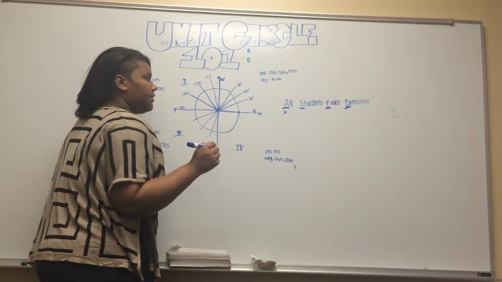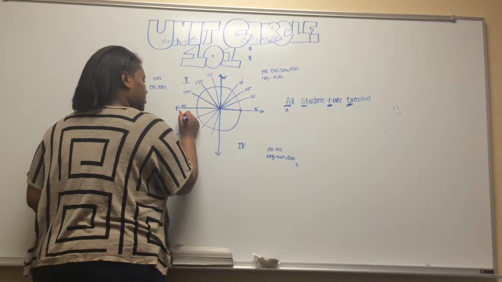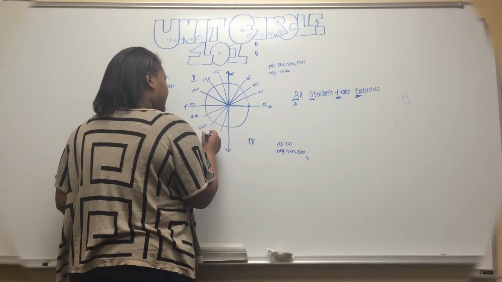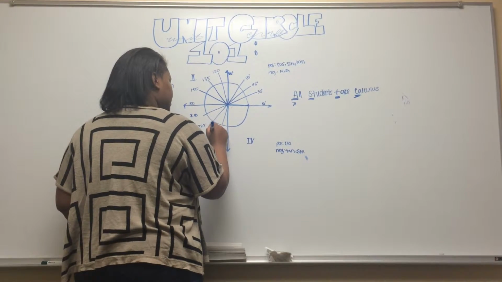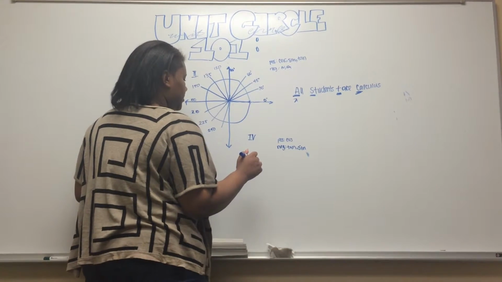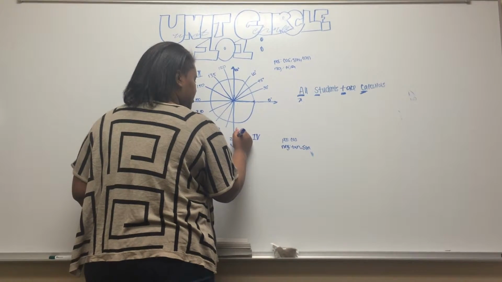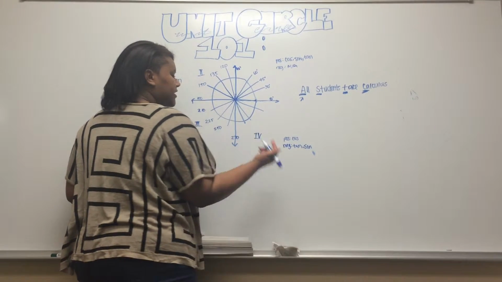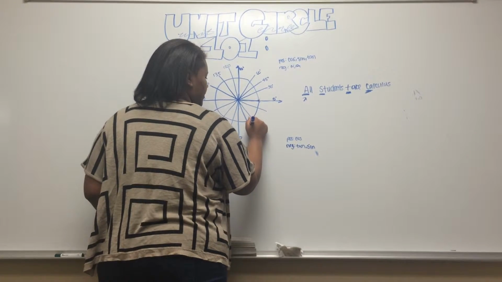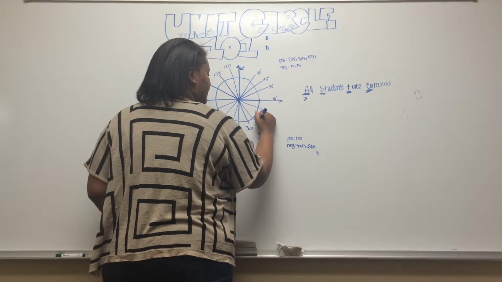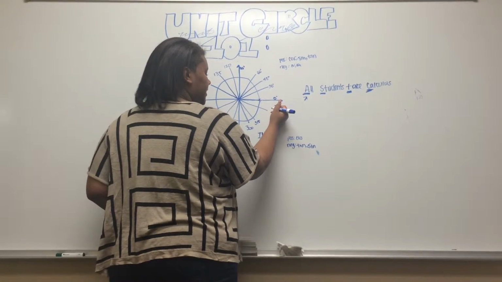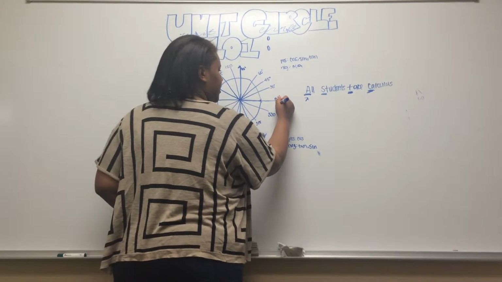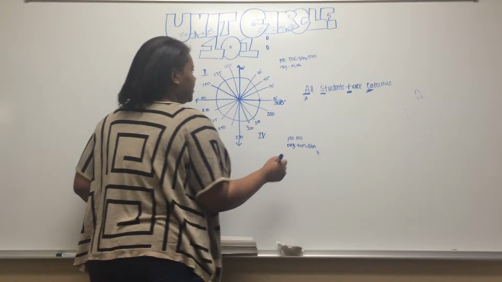So 180 plus 30 is 210. 210 plus 15 is 225. 225 plus 15 is 240. And 240 plus 30 is 270. And then you continue this pattern through the whole unit circle. 270 plus 30 is 300. 300 plus 15 is 315. 315 plus 15 is 330. And 330 plus 30 is 360. Then you have your degrees for your unit circle.